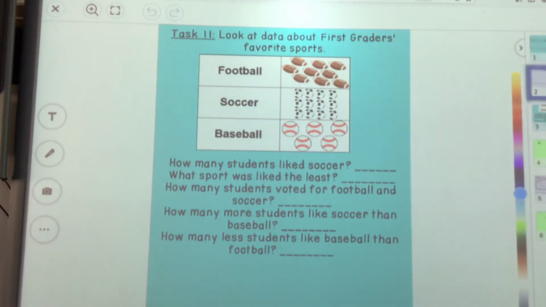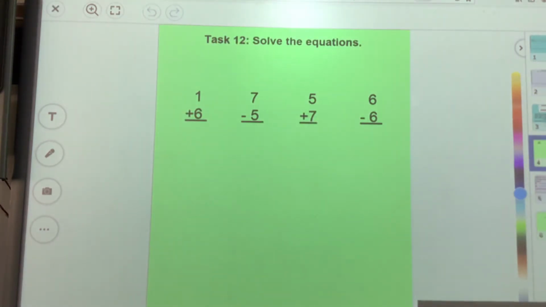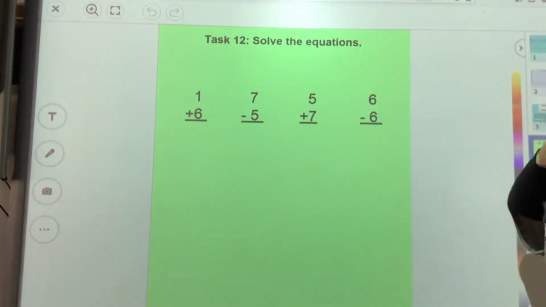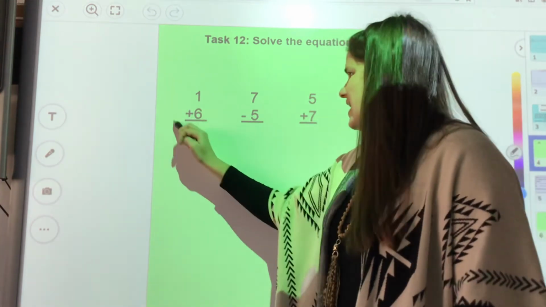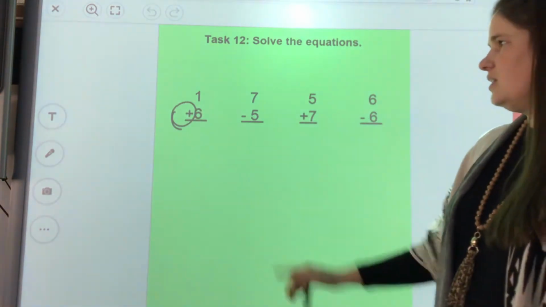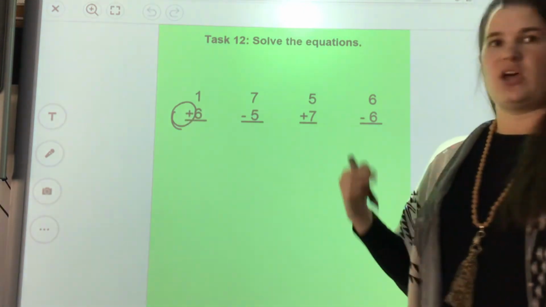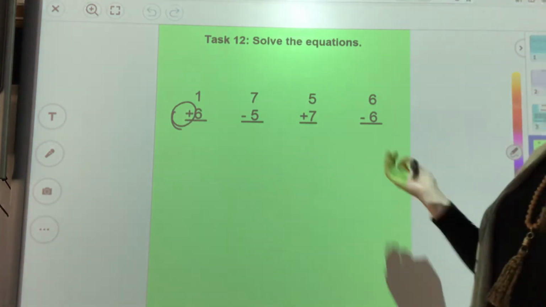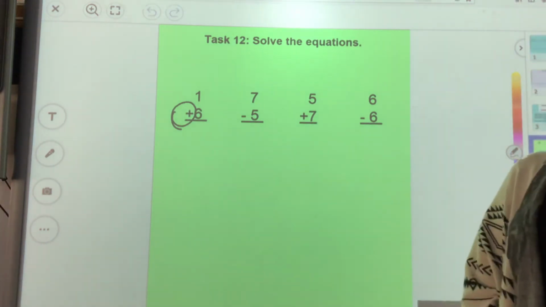This next one is pretty simple because all you have to do is solve the equations that are given. When you see this on your math, you need to make sure you are always looking at that sign. Always look at that sign. So this one says 1 plus 6. You don't have to draw a picture for these. You can just write your answer. You might be able to do it on your fingers.